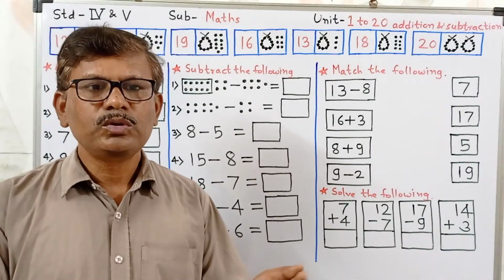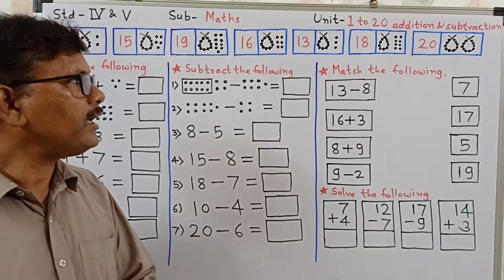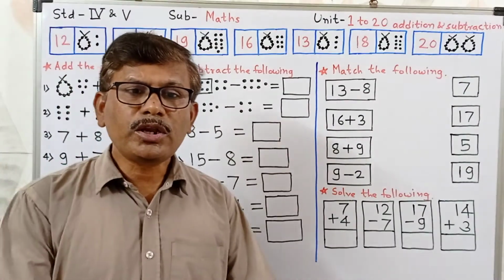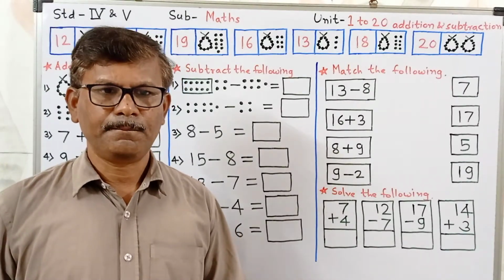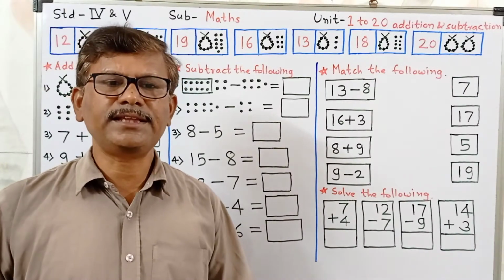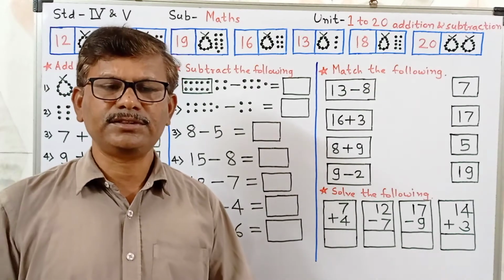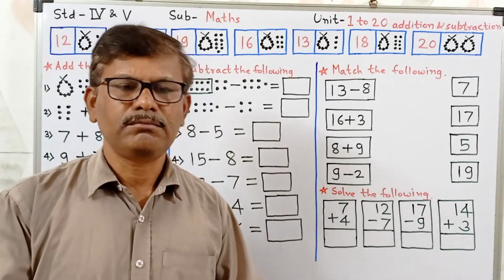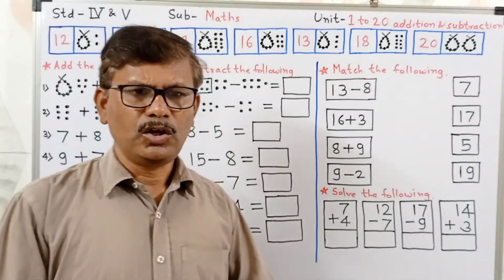To take together. Okay? And subtraction means to remove the things, to cut the things, to less the things. That is called subtraction. Very easy methods. Okay?